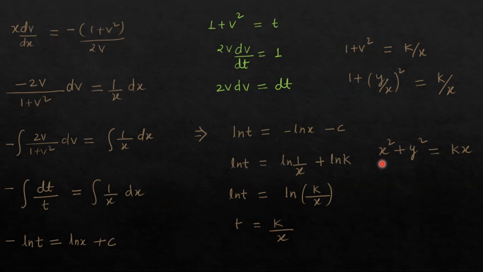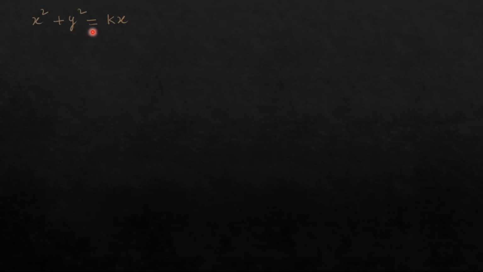Now if you observe carefully, it is basically an equation of a circle. So the solution of this differential equation is basically a circle. Okay, how? Let us see. x square plus y square is equal to kx. Take this kx to this side. You will get x square minus kx plus y square is equal to 0. Now let us try to make this a whole square. How? x square minus 2 into k by 2 into x, I can write this kx as 2 into k by 2 x, plus y square is equal to 0.